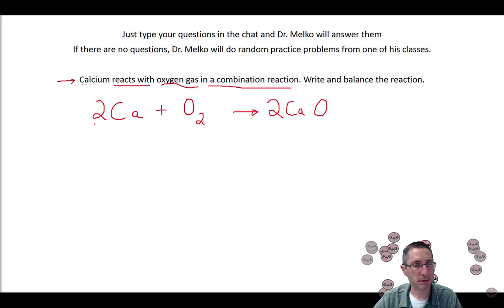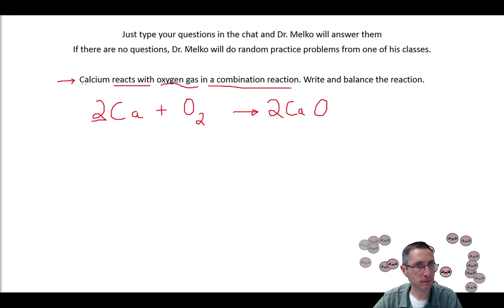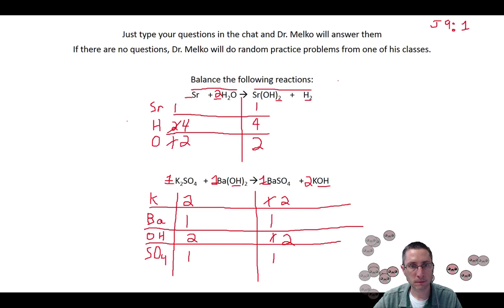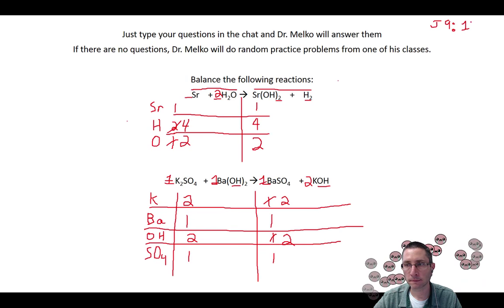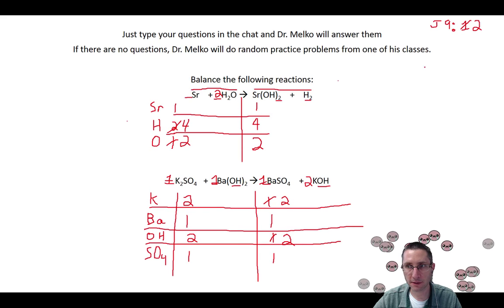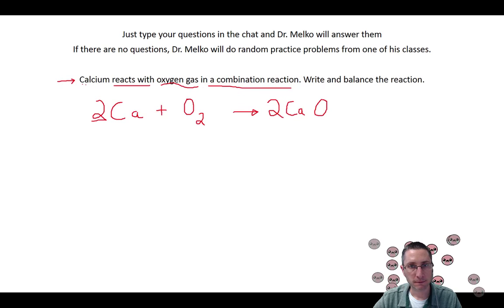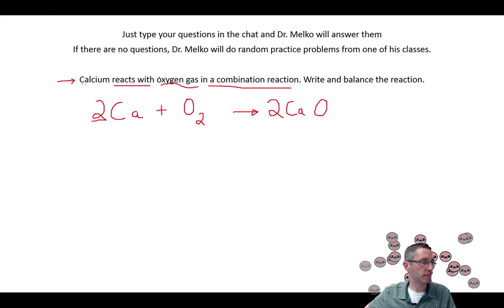Okay, so the coefficient in front of calcium there was in fact 2. J9 is up to 2 points. Crushing, absolutely crushing. Okay, any questions on that?